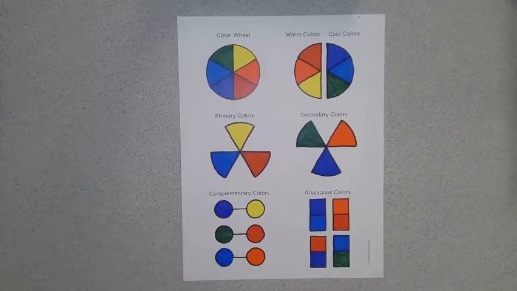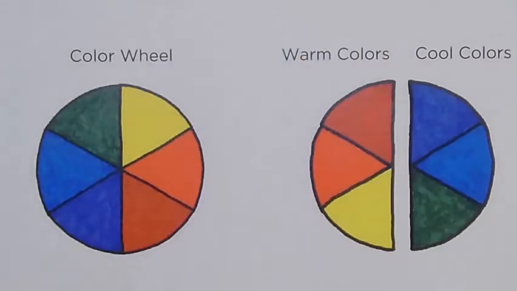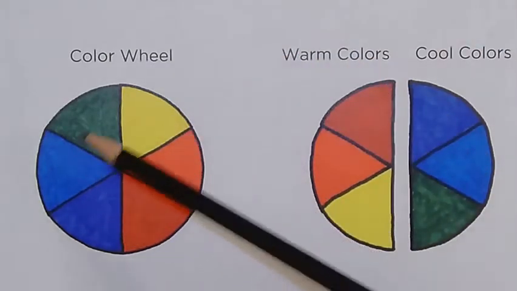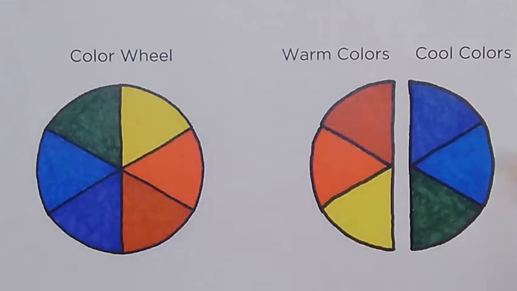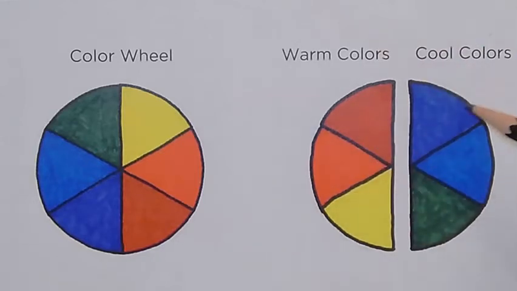Hi everybody. As I said in the intro, this week we are talking about color. And now let's take a closer look at the color wheel and the different ways we can group these colors. Here's our color wheel. Yellow, orange, red, purple, blue, and green. And then we've divided it into our warm colors and our cool colors. Our warm colors are red, orange, and yellow, and our cool colors are purple, blue, and green.